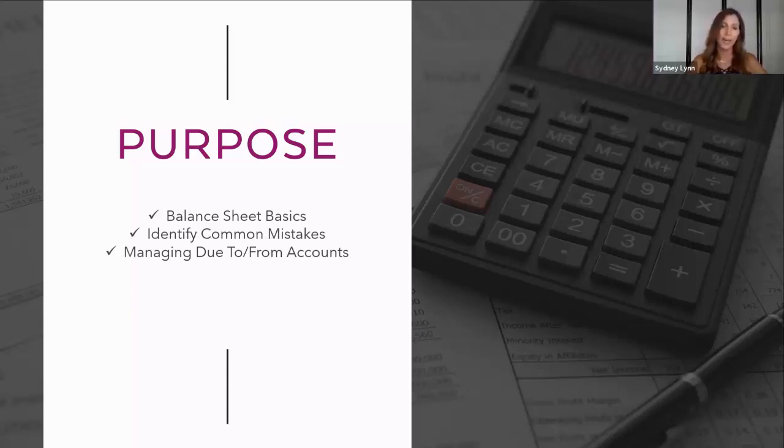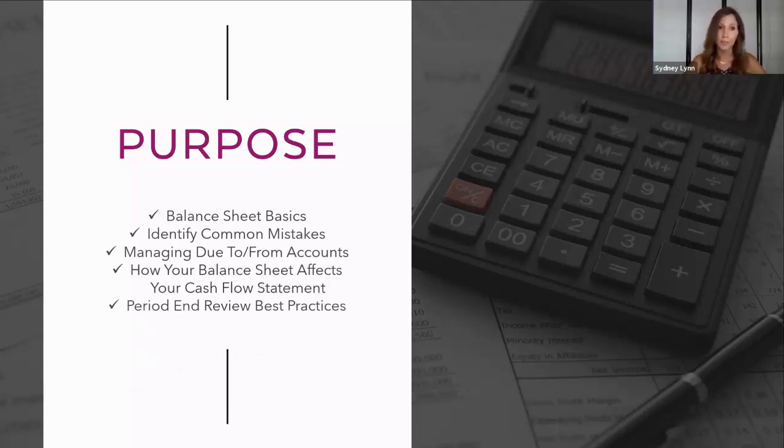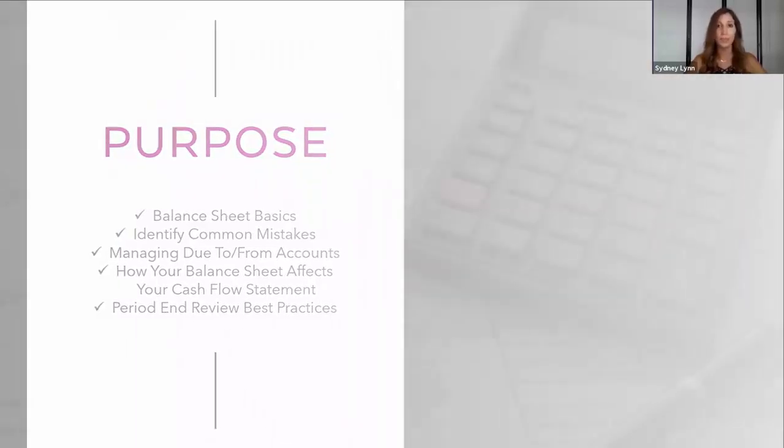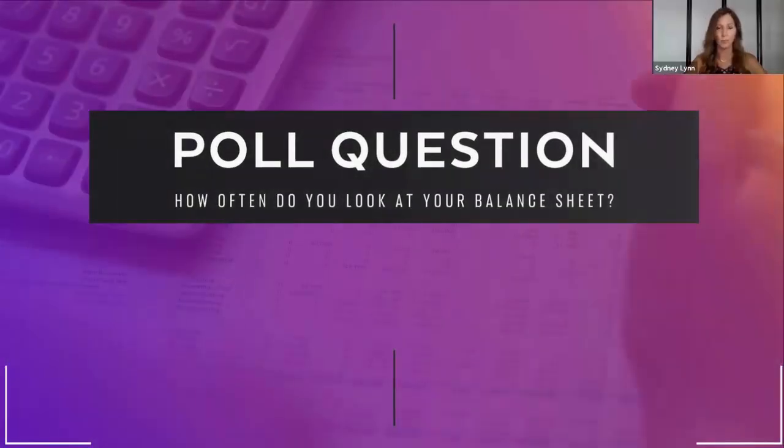We also want to look at how to manage due to, due from accounts, if those are applicable to your business. What we also are going to be reviewing is how this financial statement impacts not only your profit and loss, but also your cash flow statement. And finally, we're going to be discussing best practices on completing a period end review and how to make appropriate adjustments following that.